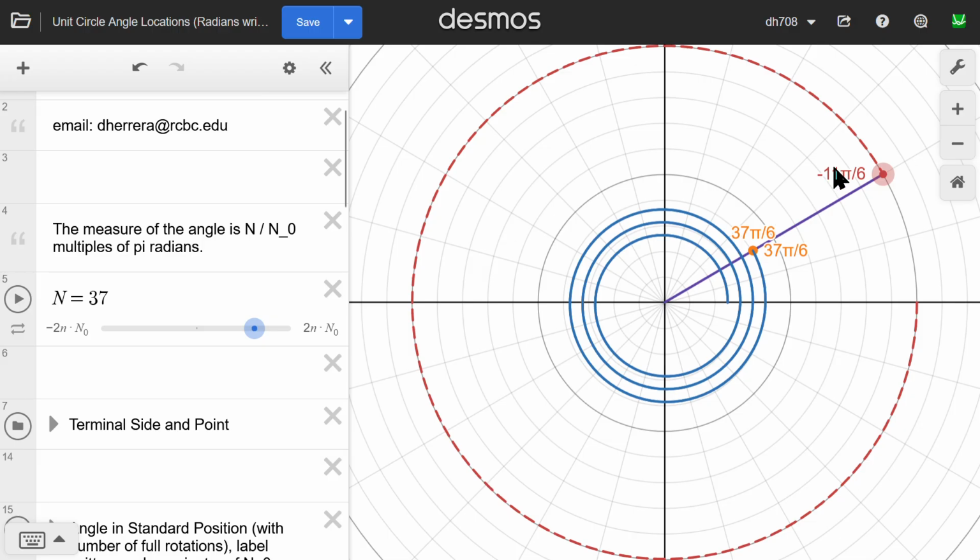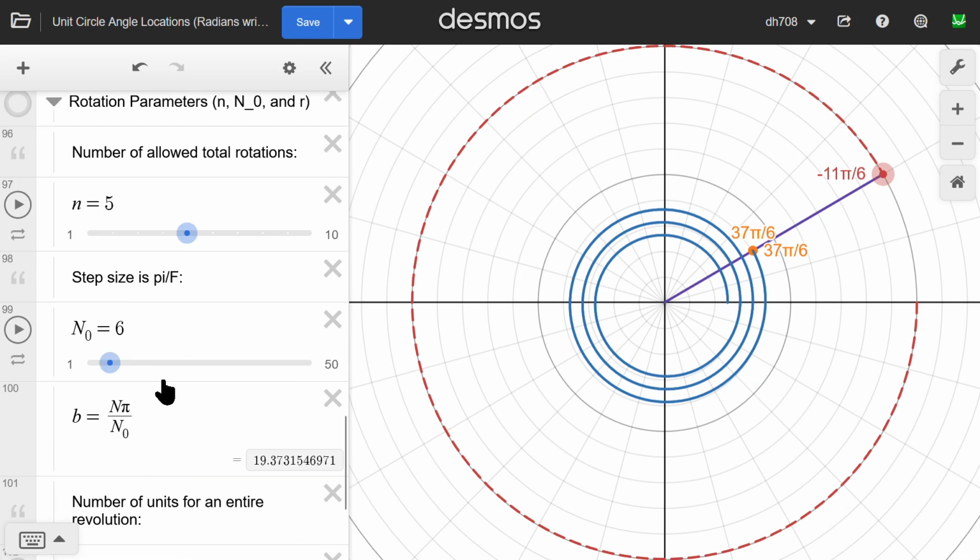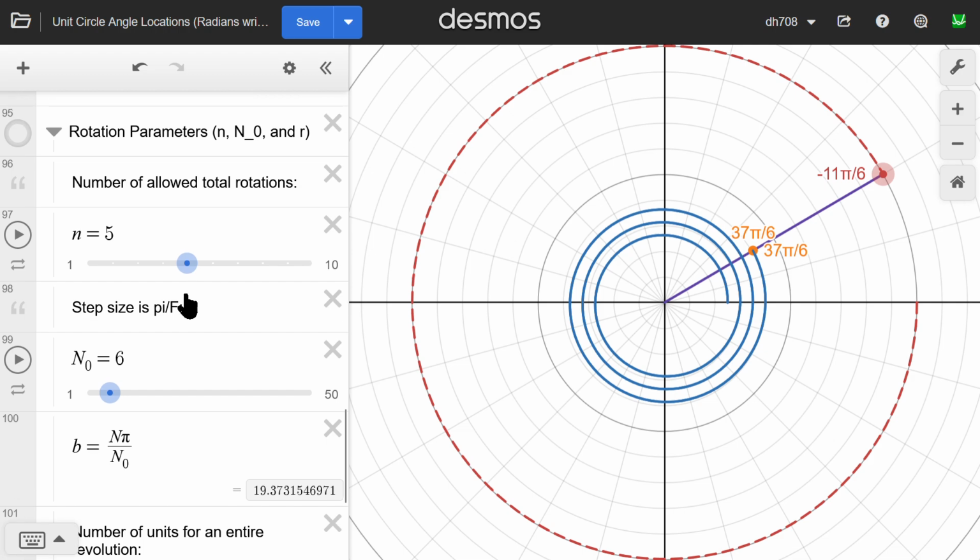Okay, so this is negative 11 pi over 6. I can do all of the multiples of pi over 6. So I'm going to go over here and change my step size to pi over, oh, this should be pi over n naught. Oops. Okay, so pi over n naught. This right here is my step size.